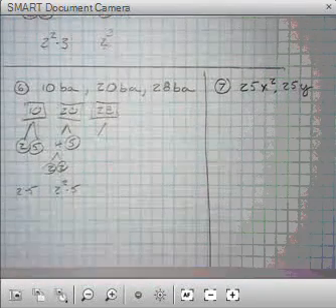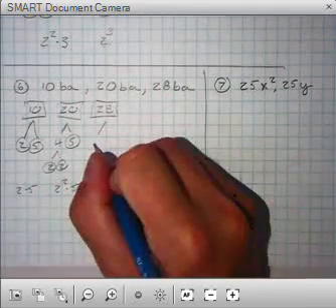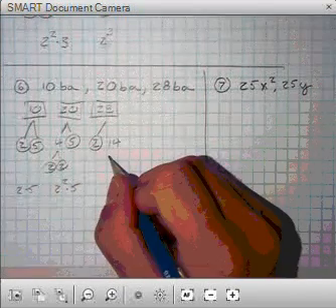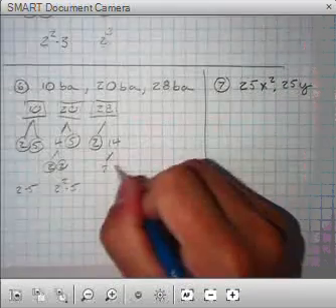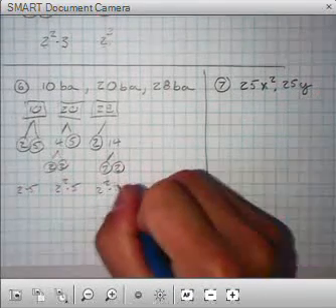What could I break 28 into? Emily? Can I do 2 and 14? I just have more room on this side. What could I break 14 into? 7 and 2. So this will give me 2 squared times 7.